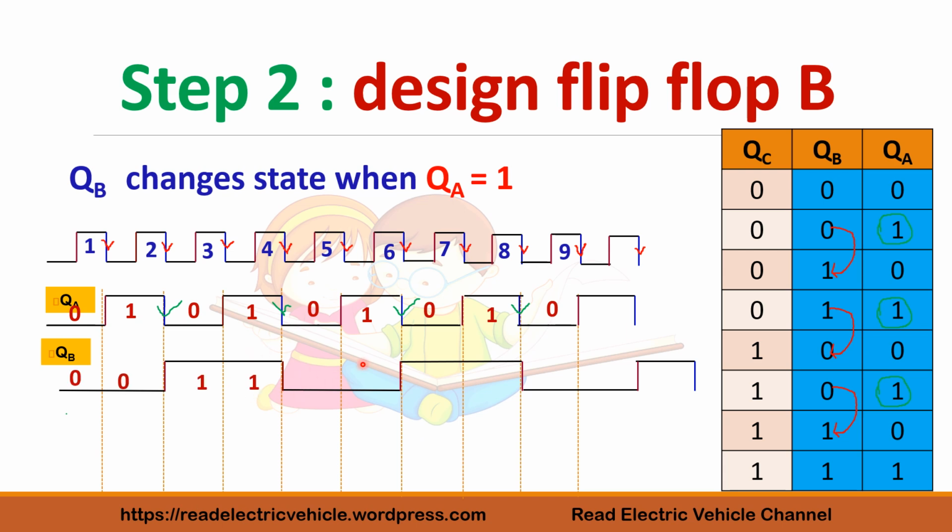So it is 0, 0, 1, 1, 0, 0, 1, 1, 0, 0. So you can see 0, 0, 1, 1, 0, 0, 1, 1. So this will repeat.